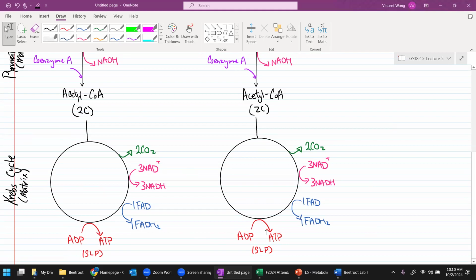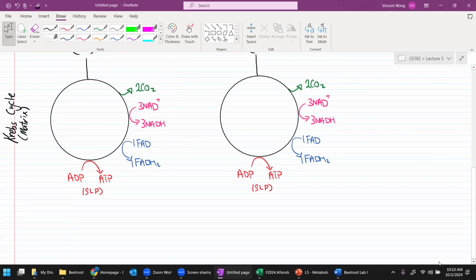4 out of what? 36, right? 4 out of 36, right? 4 over 36 is 1 over 9, which is 11%. So 11% of the ATP are produced by SLP. We roll it down. So we're still missing a bunch of ATPs. And to get those, we have to do oxidative phosphorylation at the ETC. Okay? And that's what we're going to learn next time.